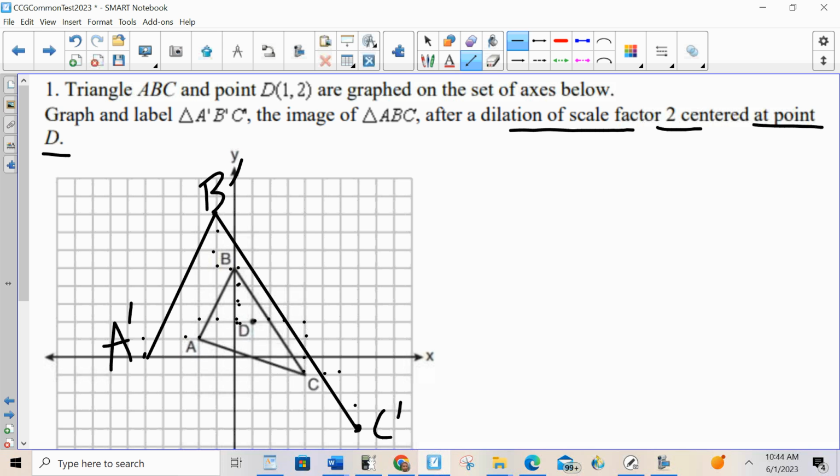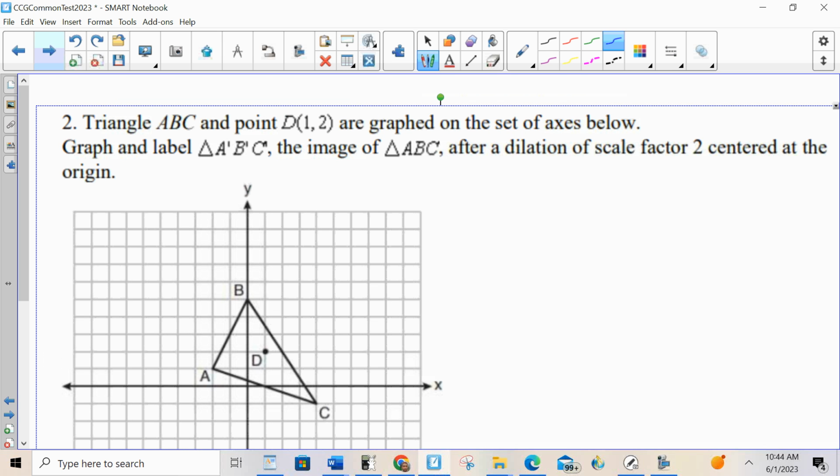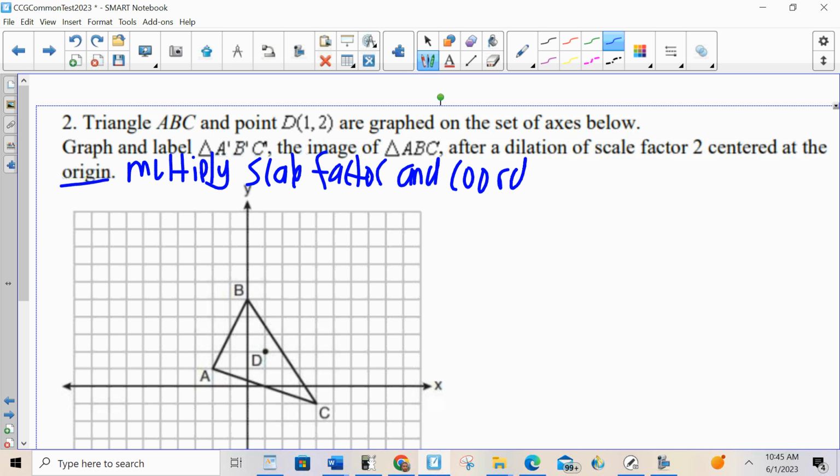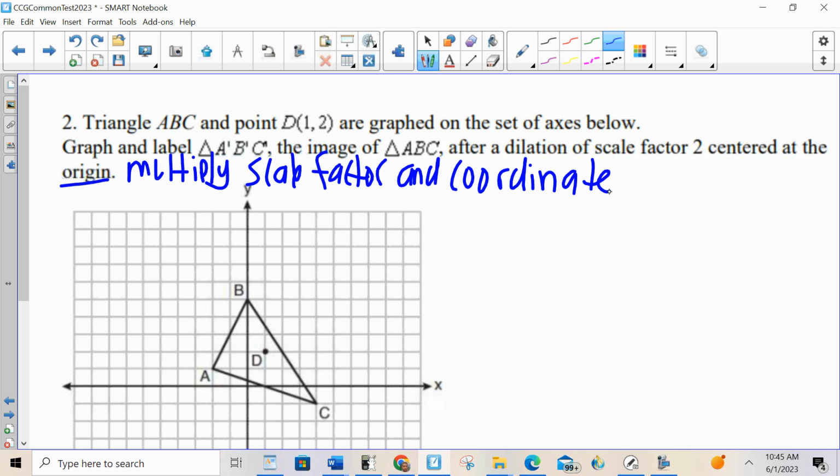And that is how I dilate a shape centered at a point that is not the origin. Next, if the center is the origin, there's a nice shortcut. If you're centered at the origin, all you have to do is multiply the scale factor and the coordinates. Later on, we talk about line dilations. It's going to be the same thing where we're going to multiply by the scale factor to find the y-intercepts. But we're not there yet. We have a lot of awesome things to do between now and then.